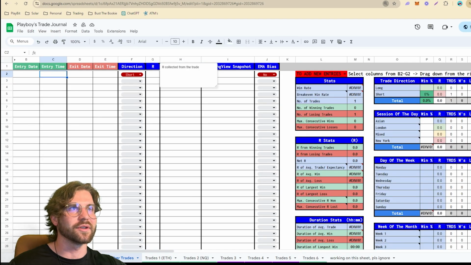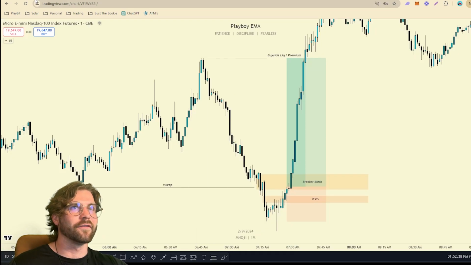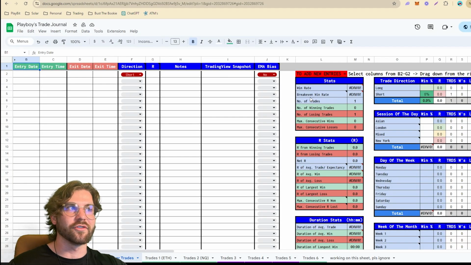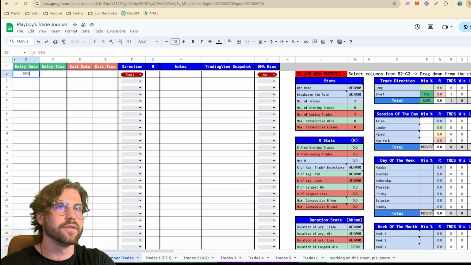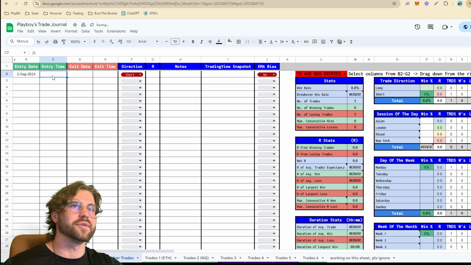I'm going to show you exactly everything we need. So I'll move this here, and the first thing I need on the trade journal, especially for this first template, is entry date, which we're going to do for 09/02. I think it should auto-populate after this. There we go, September 2nd, 2024.